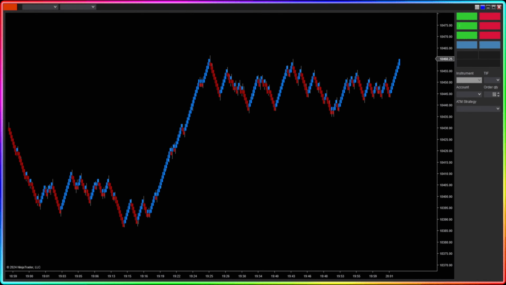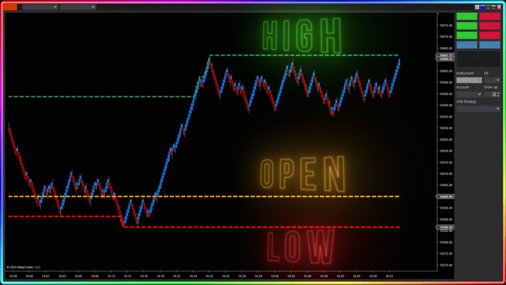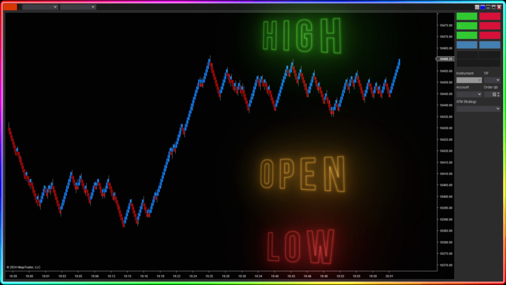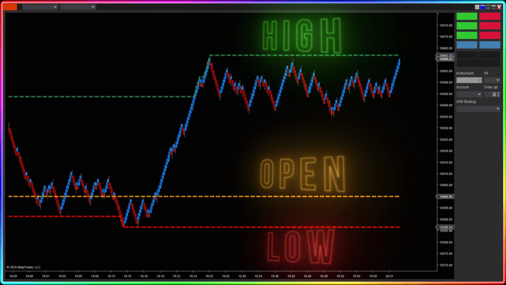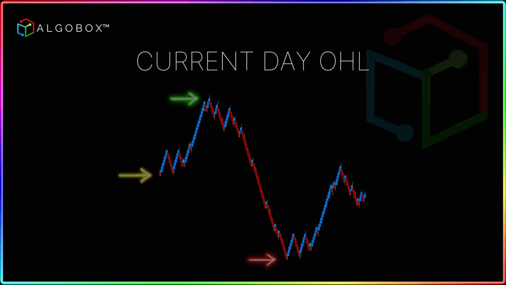The AlgoBox Current Day OHL indicator is your go-to tool for tracking the day's open, high, and low. Essential levels for understanding market direction and key price zones. This indicator automatically marks the day's high with a green dashed line, the opening price with a yellow dashed line, the day's low with a red dashed line. These levels are crucial for identifying market direction, price magnets, and support or resistance zones.